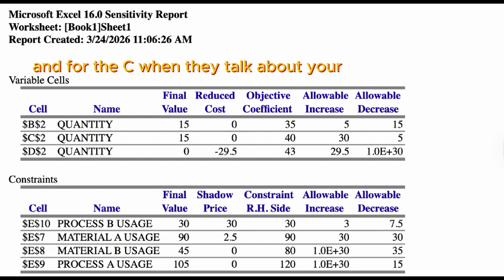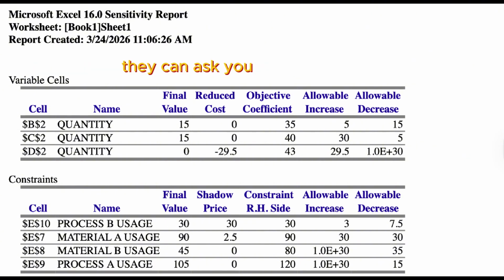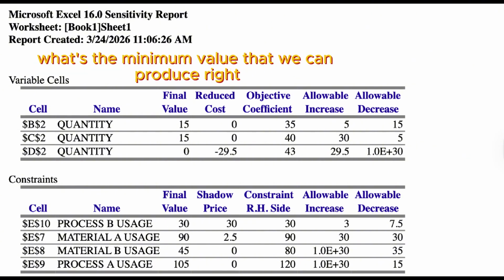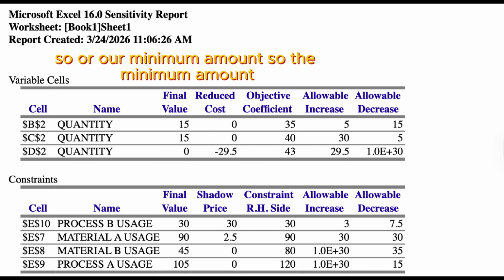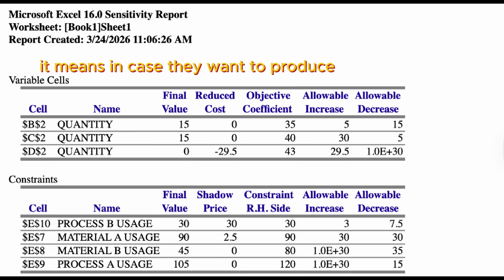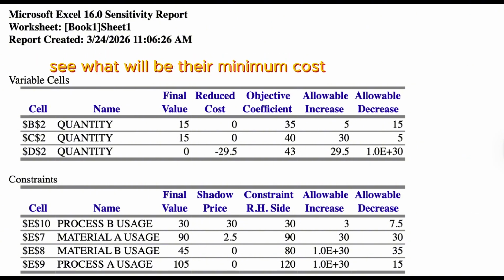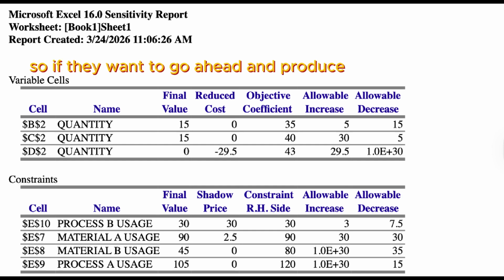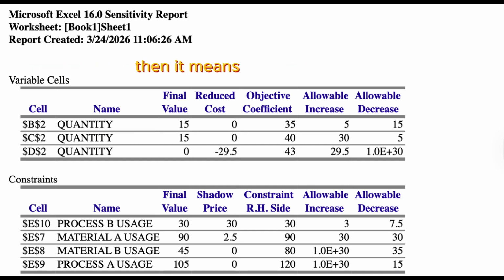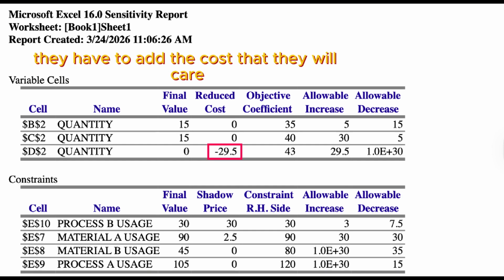And for C, they can ask you what's the minimum value that we can produce, our minimum amount. That means the minimum cost to produce, in case the business wants to produce commodity C. If they want to go ahead and produce, then they have to add the cost that they will incur in case they produce.